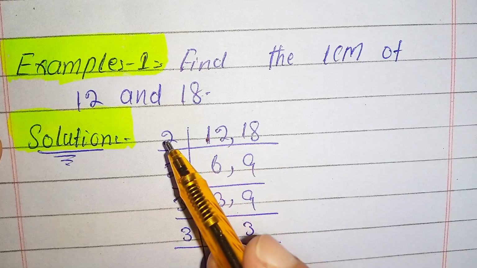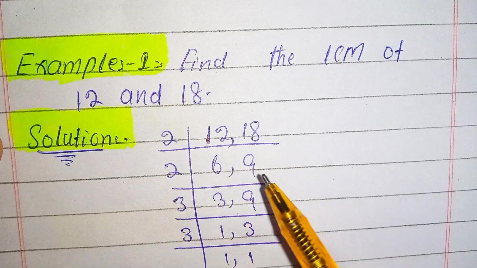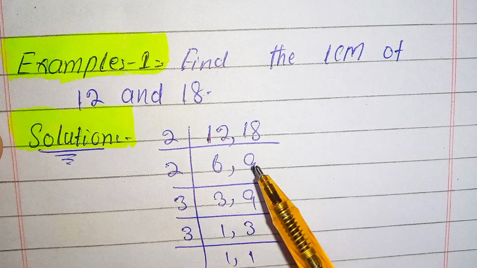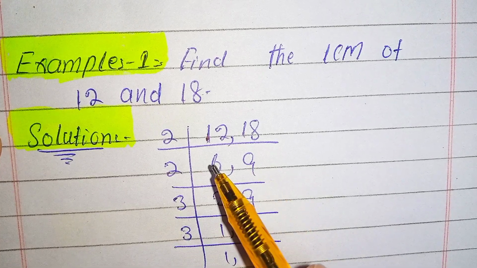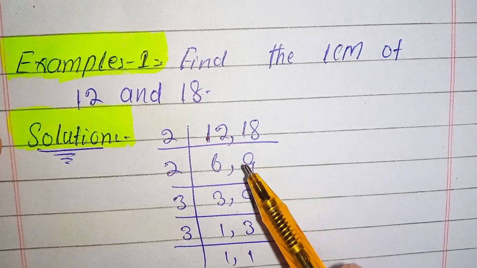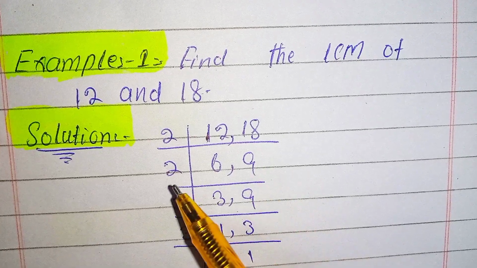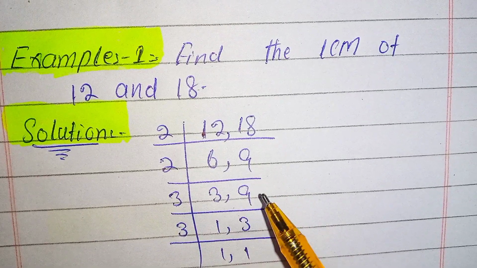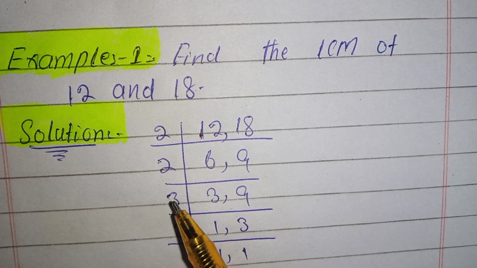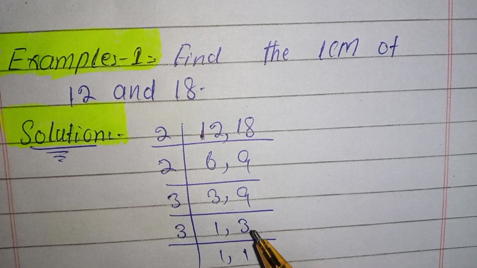So I will divide 12 and 18 by 2. 12 divided by 2 is 6, and 18 divided by 2 is 9. Now, 6 is divisible by 2 while 9 is not. So 6 divided by 2 is 3, and we bring down the 9 as it is, because 9 is not divisible by 2. Now 3 and 9 are divisible by 3, so 3 divided by 3 is 1 and 9 divided by 3 is 3.